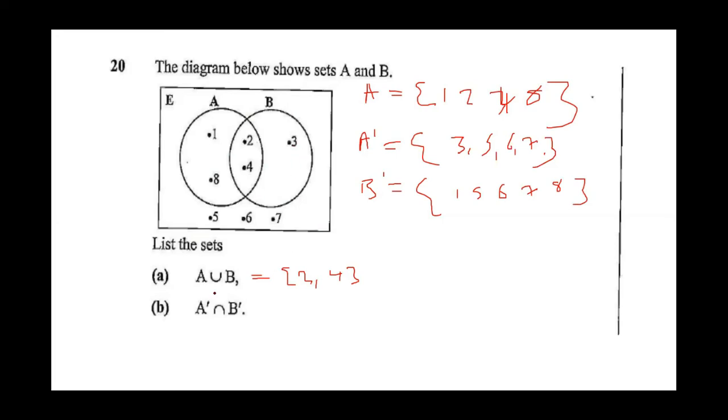Then since they have said A complement intersection B complement, it means those that are found in both here and in here. So in here, if you check here, we have 5, 6, and 7. So to list this one, we are simply going to say this is 5, 6, and 7. So this is what we're going to have.